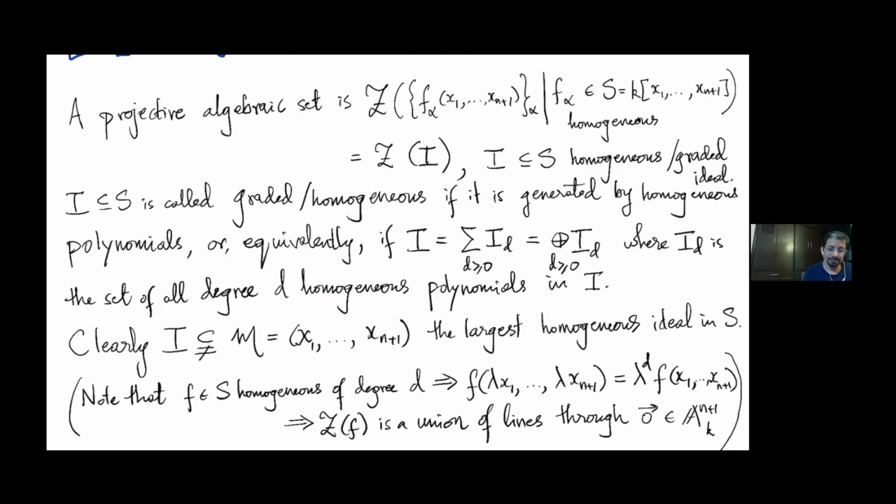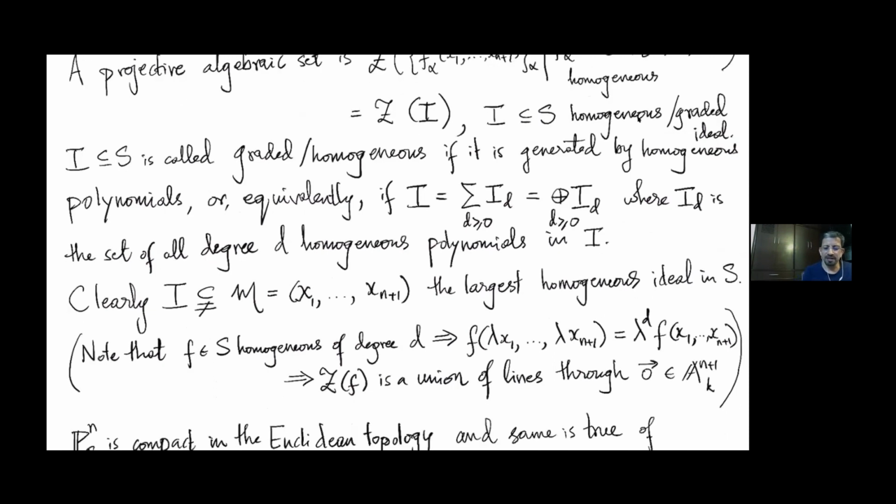Such ideals are called homogeneous or graded ideals. So here it is: an ideal I in the polynomial ring will be called graded or homogeneous if it is generated by homogeneous polynomials. One can easily show that that's equivalent to saying, though this needs a little bit of manipulation, that the ideal I splits up as a direct sum of the degree d parts of I. I_d is the set of all degree d homogeneous polynomials in I.